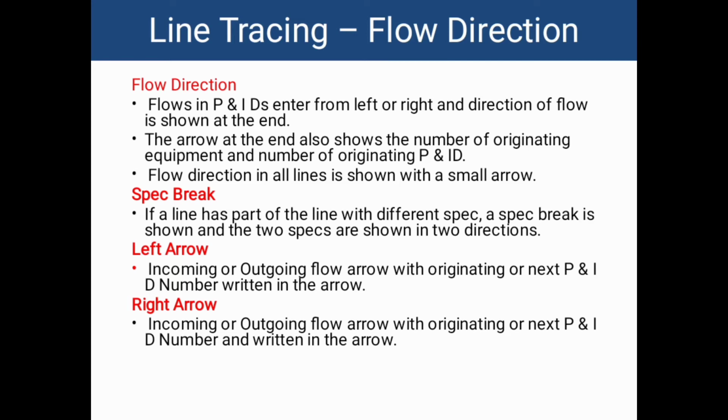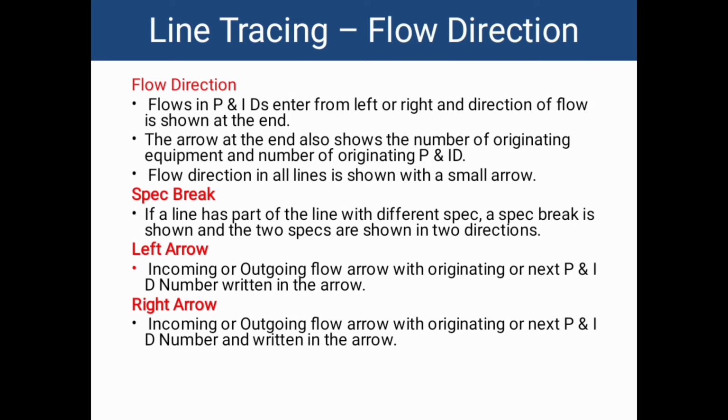Flows on a P and ID diagram enter from the left. It will start from the left and end at the right. The direction of flow is shown at the end. In each line, you can see an arrow mark. That arrow mark shows the direction. When there is a specification break, if you are following a 4-inch pipeline, sometimes the pipe will be reduced to 3-inch or increased to 6-inch. Then there will be a spec break in the P and ID.